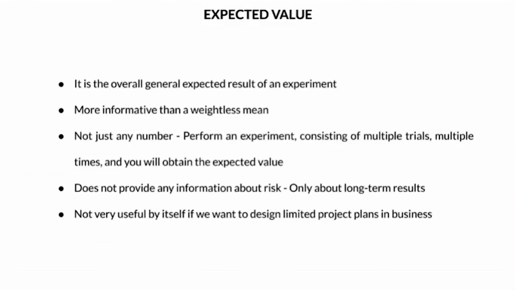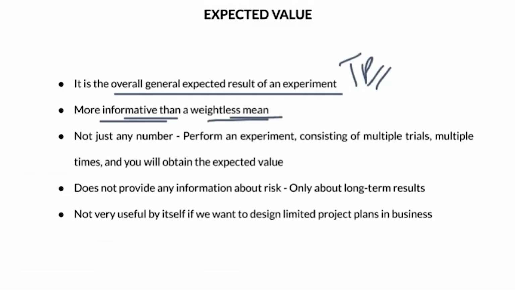So quick summary, what is an expected value? An expected value is the overall general expected result of an experiment. You are using theoretical probabilities in this case. It is more informative than a weightless mean. Of course, if you just take the values and take the mean, so $10 minus $5 divided by 2, what is this? This is $2.5. Clearly, this is far from the truth, right? $2.5 is wrong. It is way more informative than a weightless mean. It's not just any number.